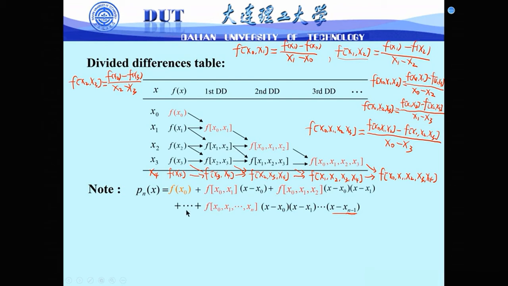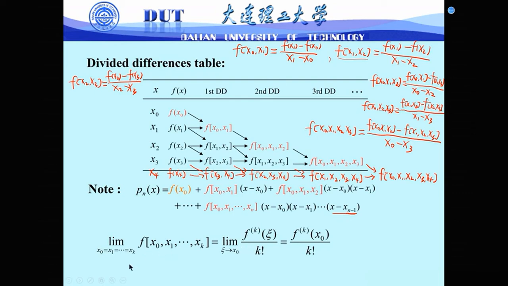Of course, there is an interesting property. In the beginning, we suppose all the nodes x0, x1 to xn are different nodes. Now, if we consider the limit, that means they become the same node. When x0 equals x1 up to xn, we consider the limit where all the nodes go to one node. Then what is the result?